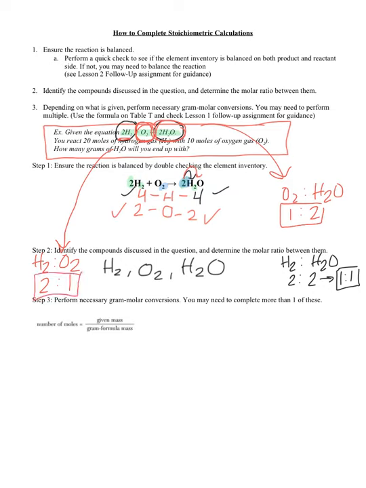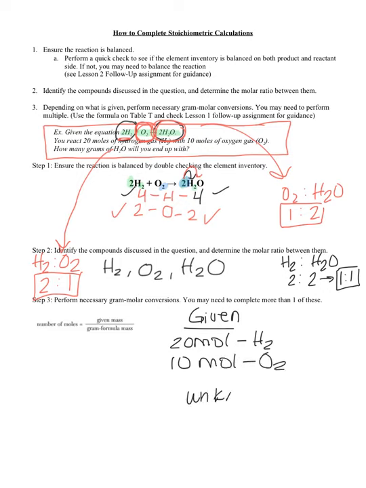So for step number 3, it says perform necessary gram to molar conversions. I'm just going to write down all of my givens so that I have it clearly written. So in the question, it says you're going to have 20 moles of H2. It says you have 10 moles of O2. And then what you're not given, or you're unknown, what we need to find is going to be how many grams of H2O.